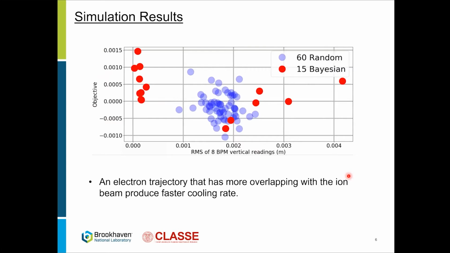And here is the simulation result. We can see both RMS and STD exhibit a similar pattern, so we only show the RMS here to illustrate the idea. We can see the Bayesian samples' RMS is moving towards 0, and also the same for the STD. That tells us an electron trajectory that has more overlapping with the ions produces a faster cooling rate. So that's good. It matches our expectations. That indicates the method could work well in the experiment.